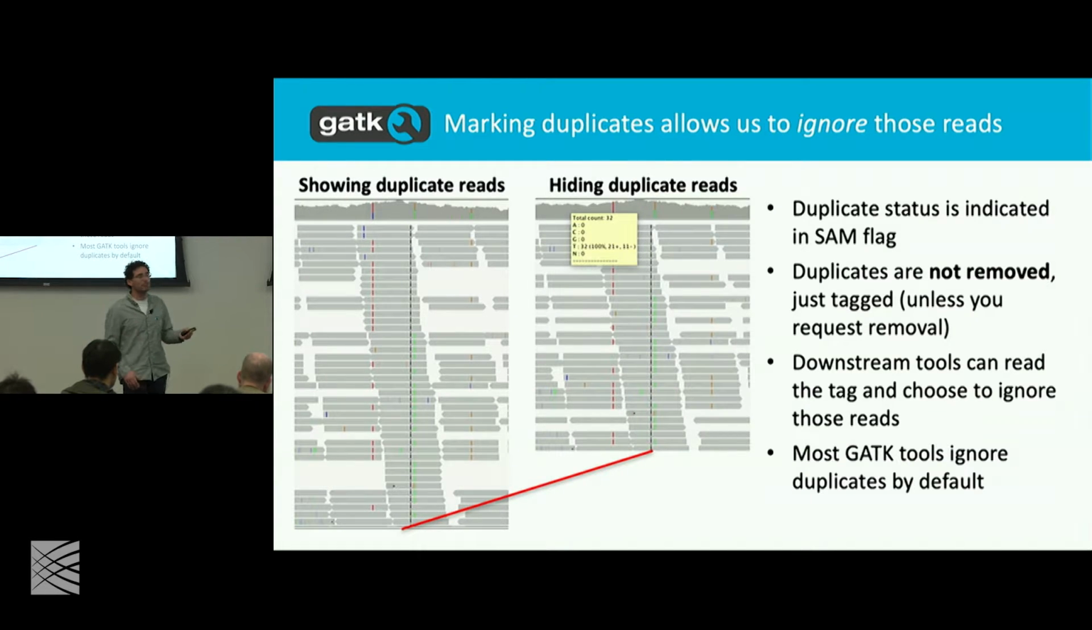And then the downstream tools normally ignore duplicates. So without you having to do anything, most tools will ignore duplicates unless they don't need to or unless you tell them not to. Generally speaking, most tools downstream are well behaved and they ignore the duplicates when they need to ignore them and they don't ignore them when they don't need to.